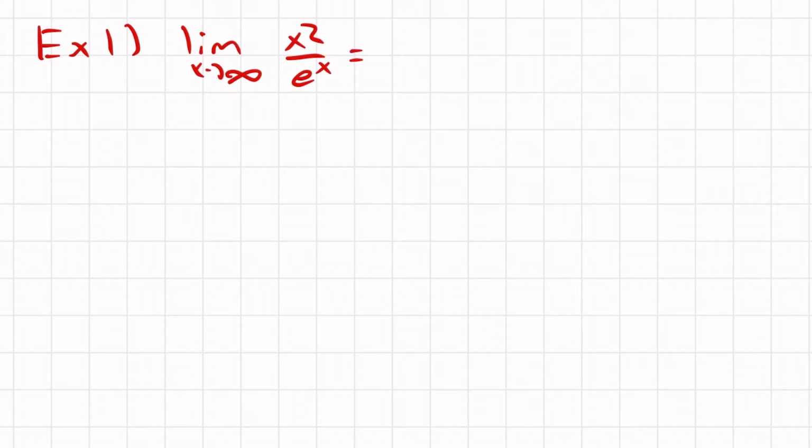As we can see, I'm going to plug in infinity to x squared. When I do that, I get infinity squared. I'm going to plug in infinity to e to the x. When I do that, I get e to the infinity. Simplifying this expression, we get the following. Infinity squared is just going to be infinity, and e to the infinity is just going to be infinity. So as you can see, we have an indeterminate form, and therefore we can apply L'Hopital's rule.